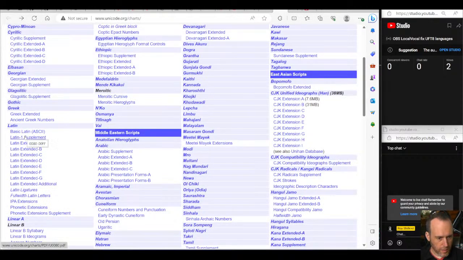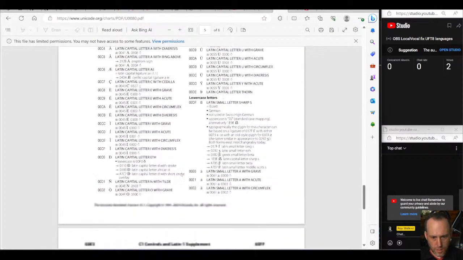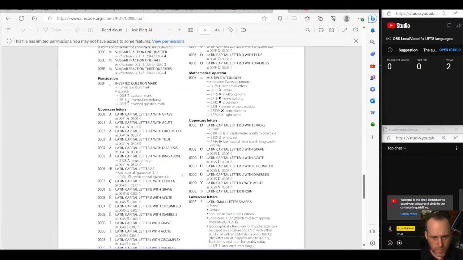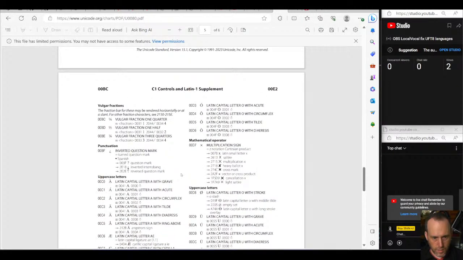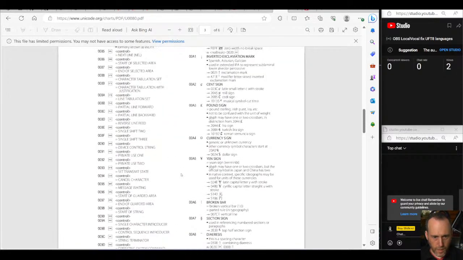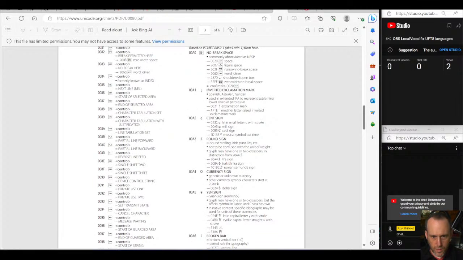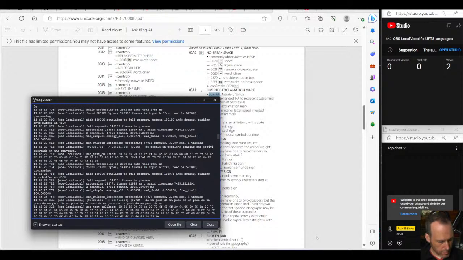Have to be some of these. Latin 1 supplement. Like A1 inverted. That might actually be it. Spanish 00A1. So no, it doesn't make any sense here.